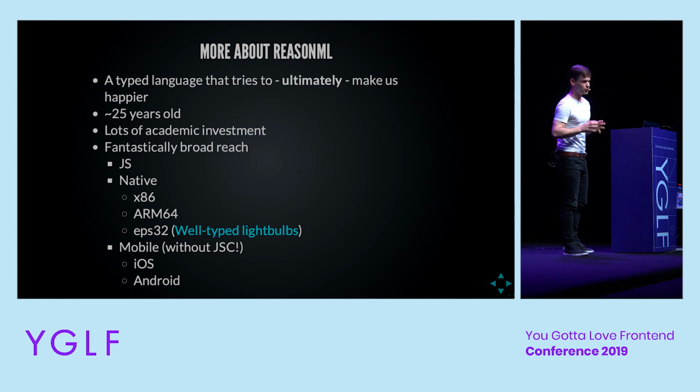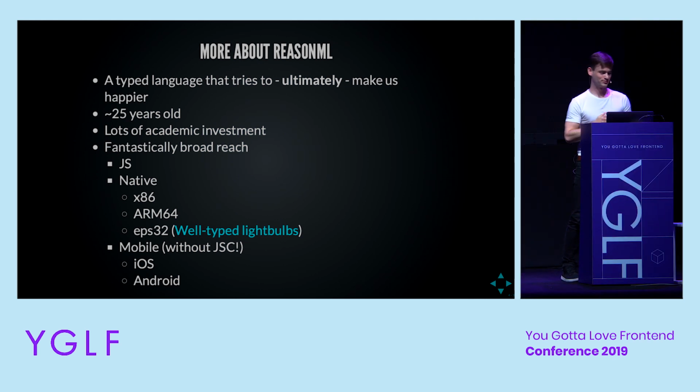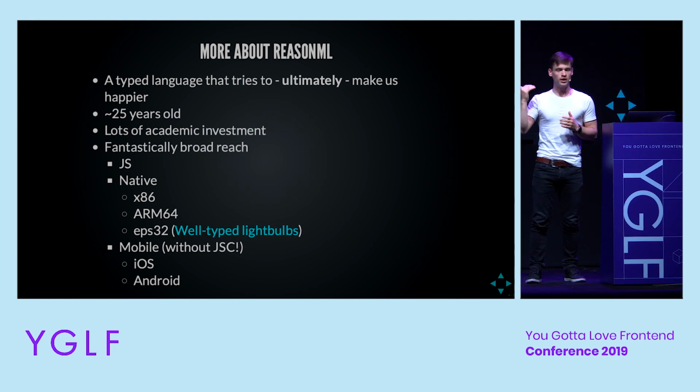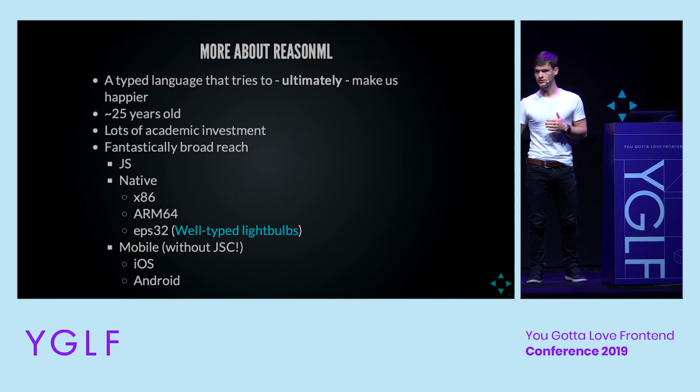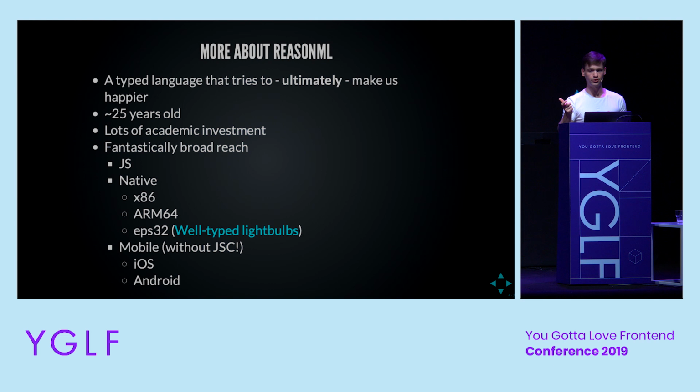So Reason is about 25 years old, so a little bit older than JavaScript. And it has had a lot of academic investment, a lot of smart people writing a lot of theses. And what that has meant is that OCaml and Reason are now able to compile to so many different targets. So you can write Reason and compile to run on the web, but that same Reason code can potentially compile to a single x86 binary. It can run on your Raspberry Pi with native ARM64, and even things like light bulbs, which is the ESP32. The ARM64 target means that you can take your Reason code and compile to native mobile platforms.